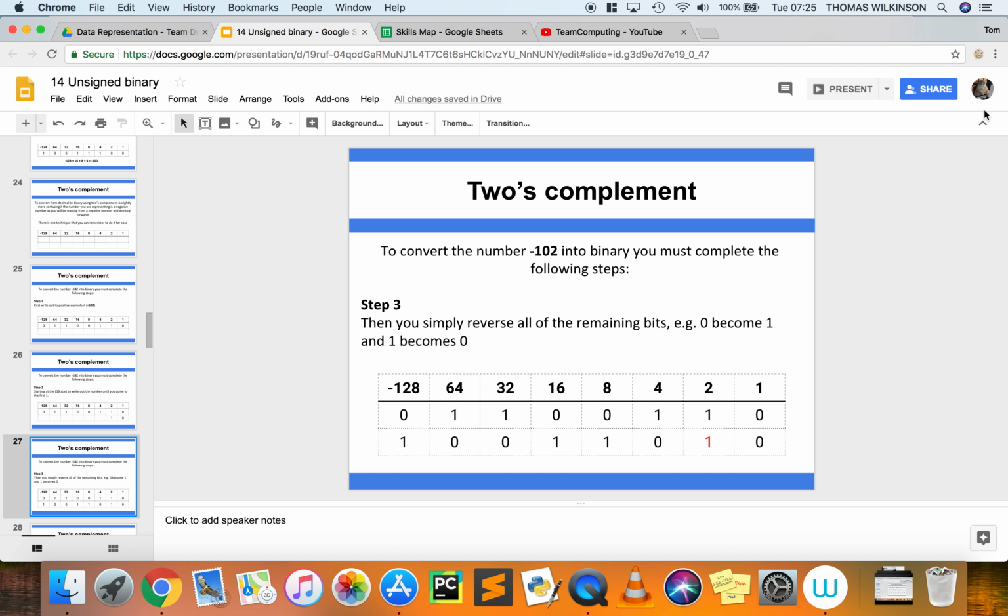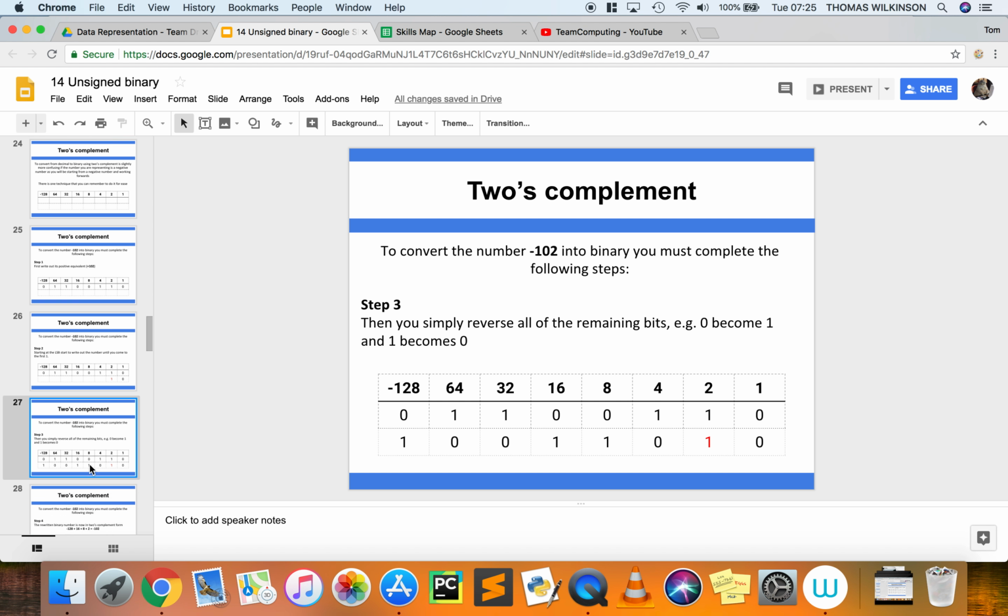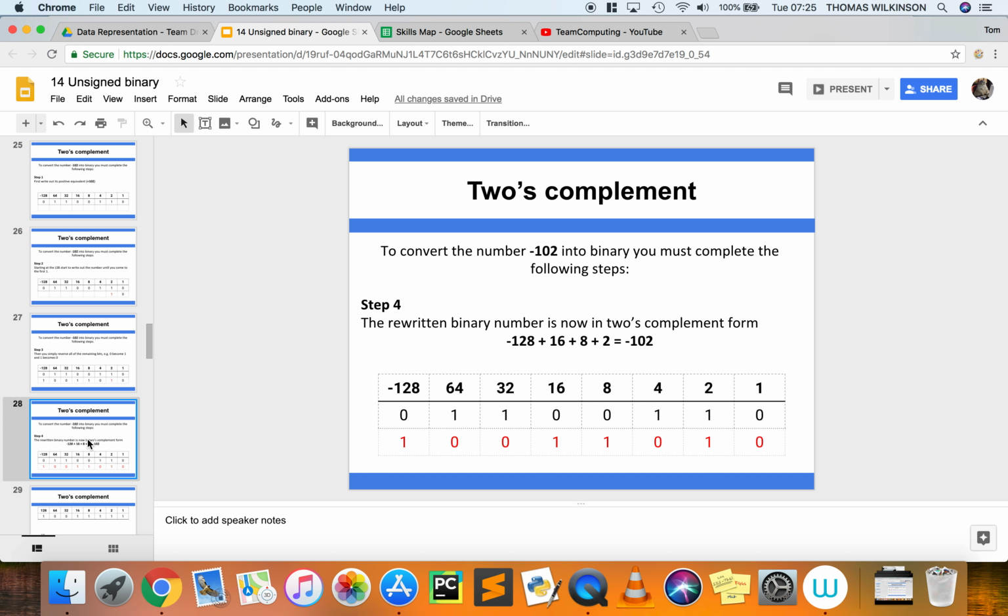is that we have a situation where we've now got 1 0 0 1 1 0 1 0, and there is a further step to go involved. Well, that is the final step actually. So that's our final answer that we put down: 1 0 0 1 1 0 1 0, and there's our answer of minus 102.